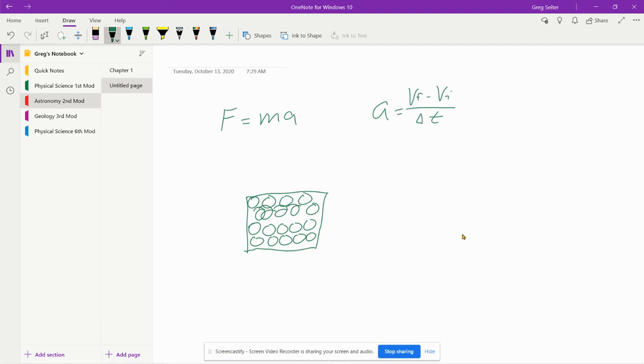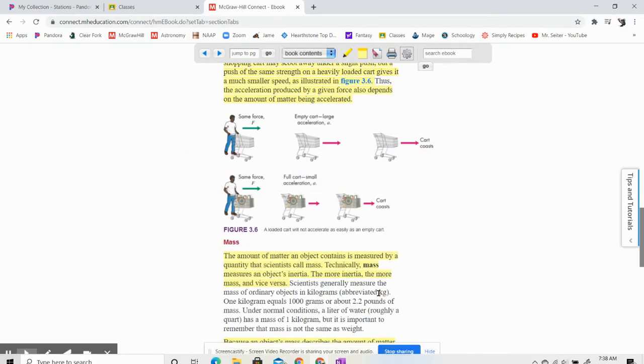Don't confuse this, though, with density. Density is a measurement of how close the particles are together. Okay. The farther apart they are, the less dense. The closer they are, the higher the density. Mass is a measurement, though, of those particles in the piece of matter we're talking about.